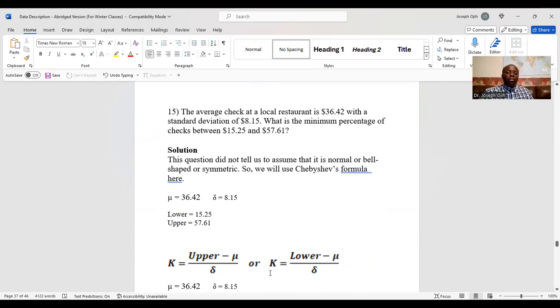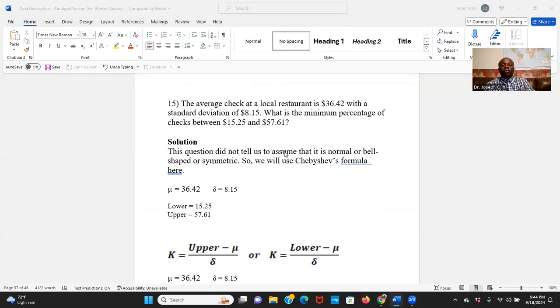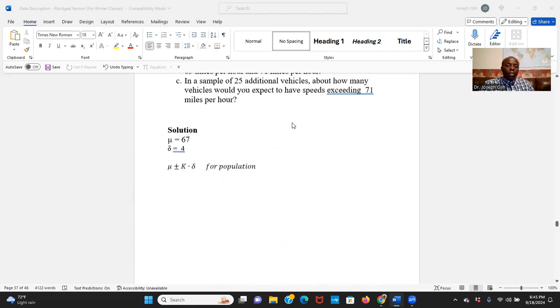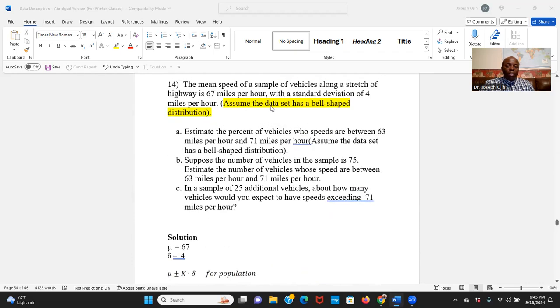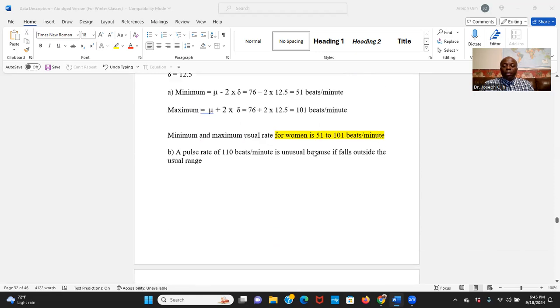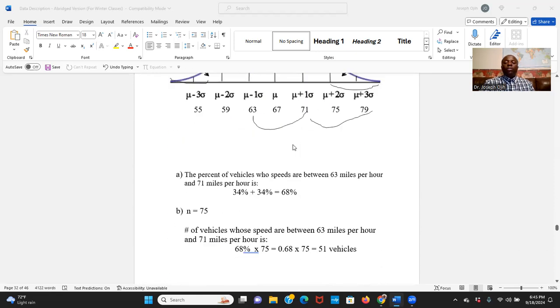The average check at a local restaurant is $36.42 with a standard deviation of $8.15. What is the minimum percentage of checks between $15.25 and $57.61? Now, it didn't say, like the other ones we did, to assume the data set has a bell-shaped distribution, or to assume that the distribution is symmetric. This current question didn't say all that.